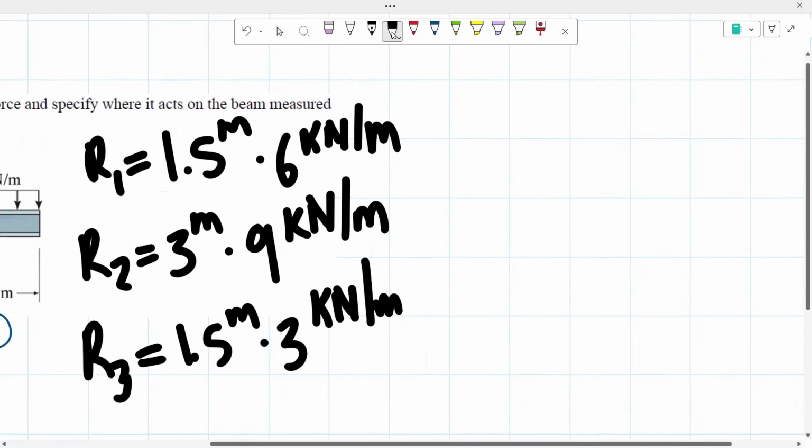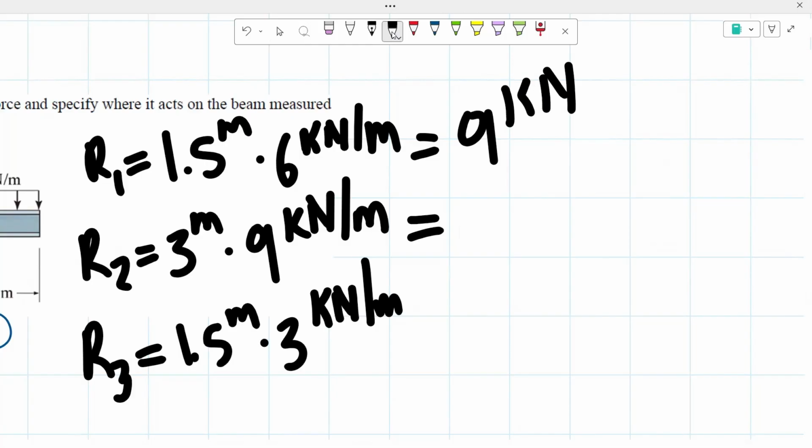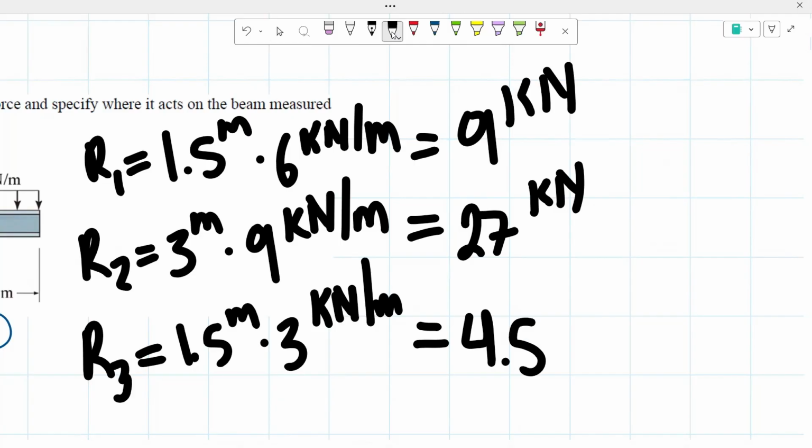So for section 1, we should end up getting 9 kilonewtons. For section 2, we should get 27 kilonewtons. And for section 3, we should get 4.5 kilonewtons.